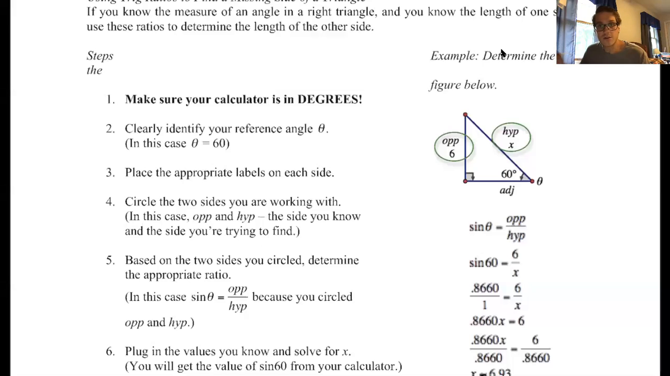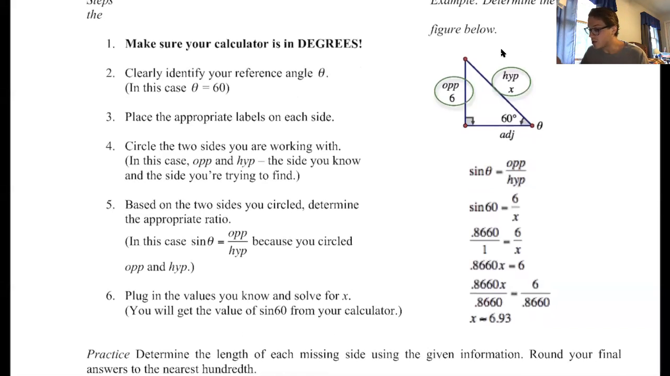Anyway, though, getting back to our problem. So we make sure it's in degrees, we've labeled our reference angle, and once we have the appropriate labels on each side, step 4 is kind of like a visual cue here. Let's label the two sides we're working with here. So the sides we're working with, it's always going to depend on what's some side that we have information on, a length of, and what's the side we're looking for.